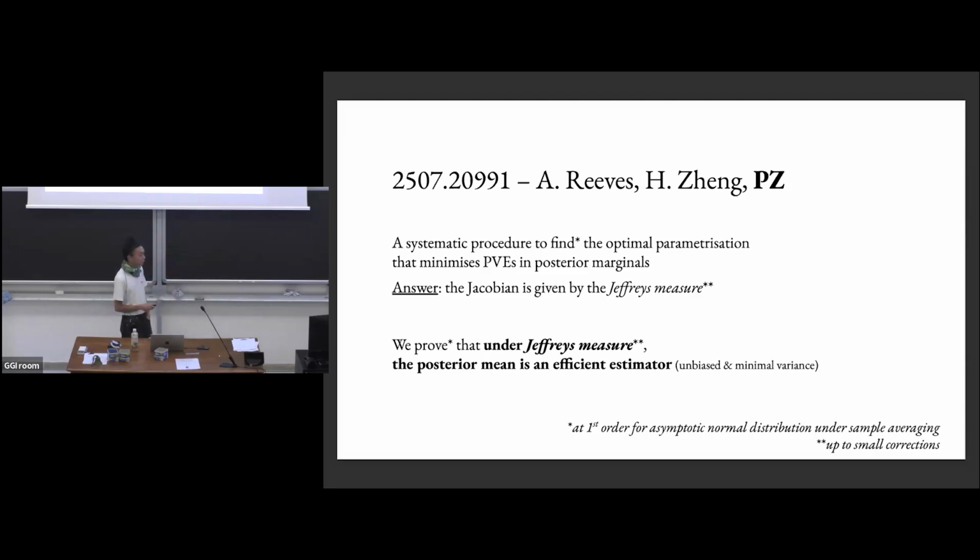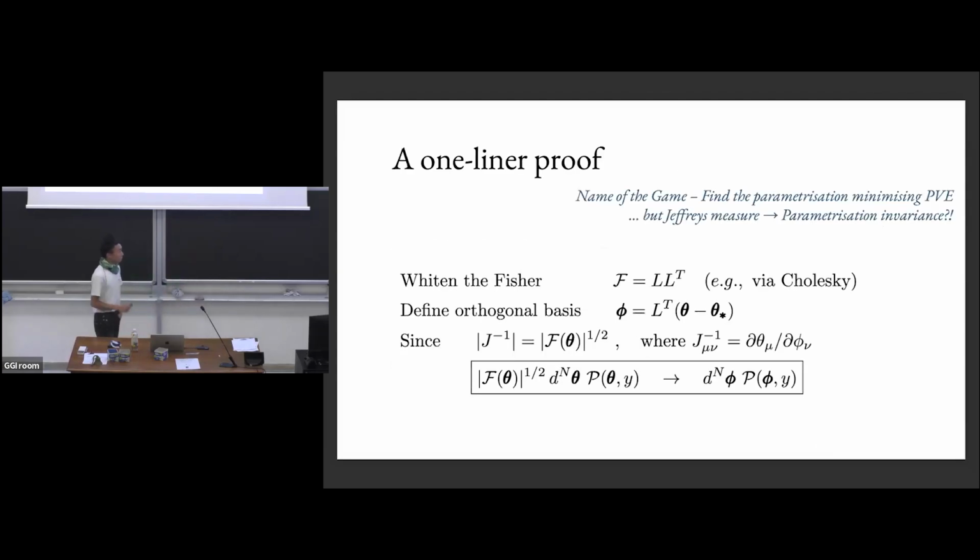And the answer is that you start from a given parameterization of your model, and the Jacobian of the transformation that brings you to this optimal parameterization is given by the Jeffreys measure. So said differently, we prove that under the Jeffreys measure, the posterior mean is an unbiased estimator. This is done under some technical conditions that I will detail, but this is the claim. So I will show two proofs, a short one and a long one. So this is the short one.